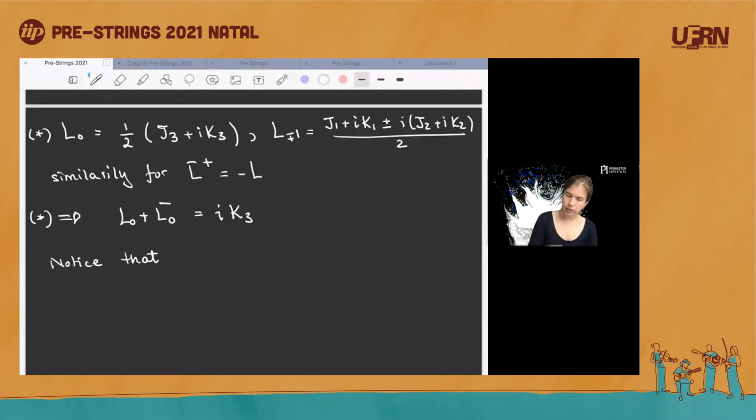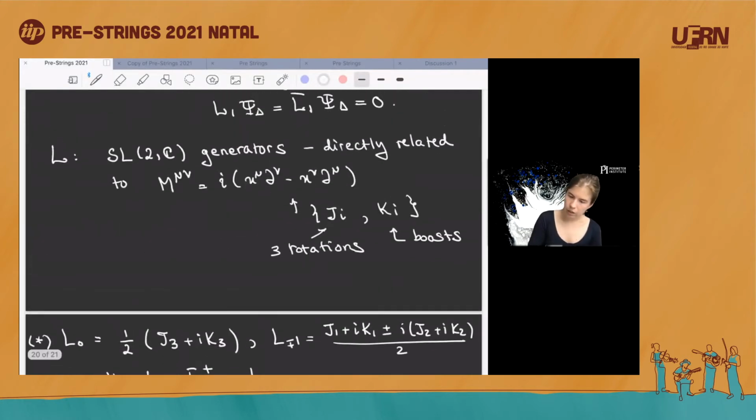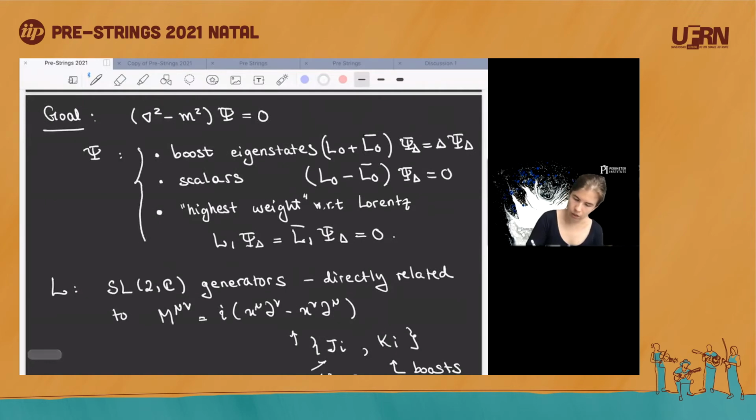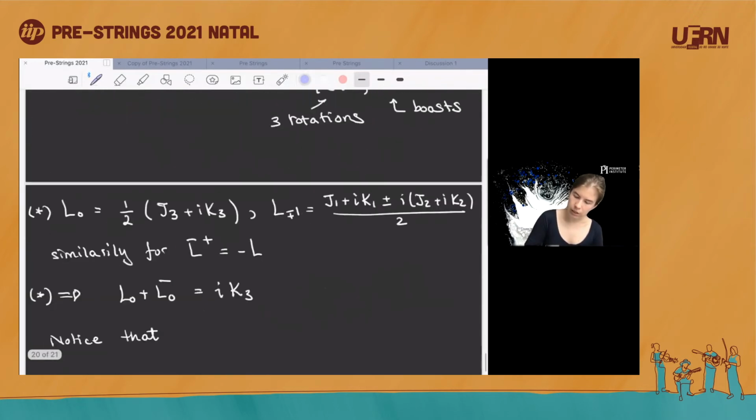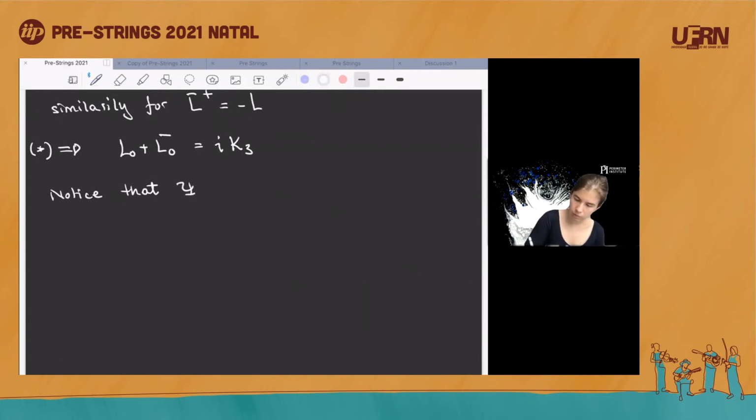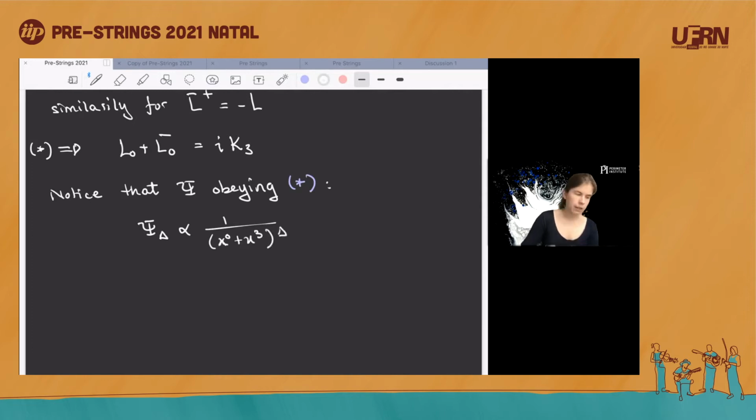that some psi obeying these conditions, so this eigenvalue and this highest weight condition, is proportional to 1 over (x0 plus x3) to the delta. Okay.